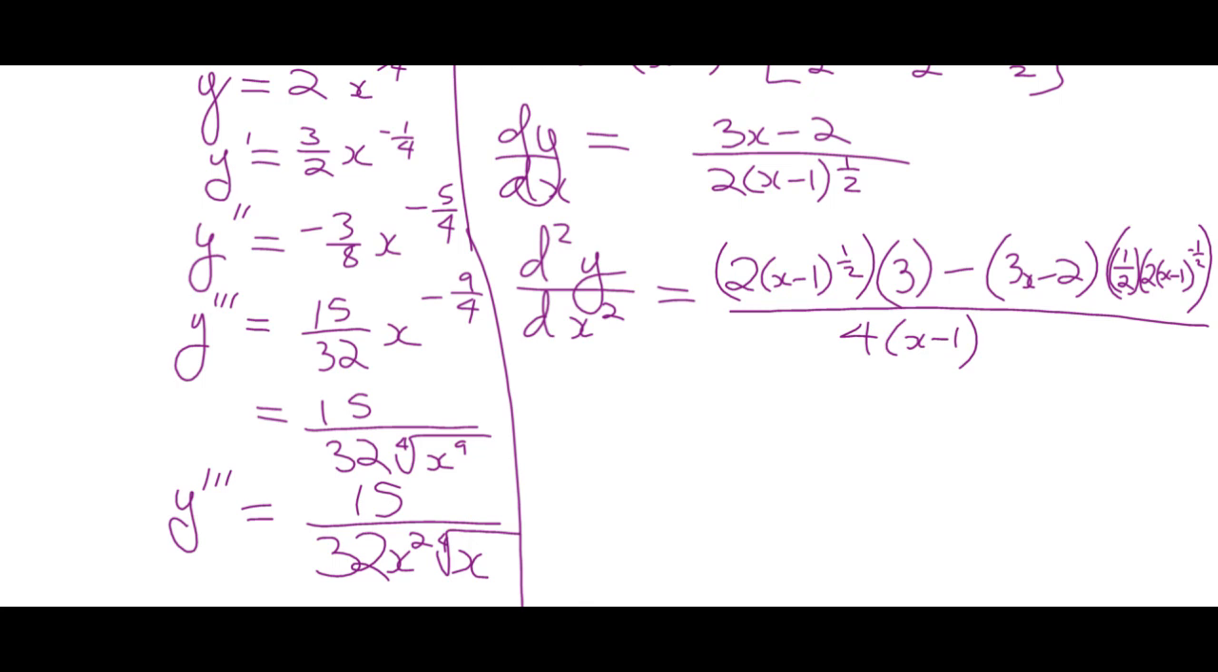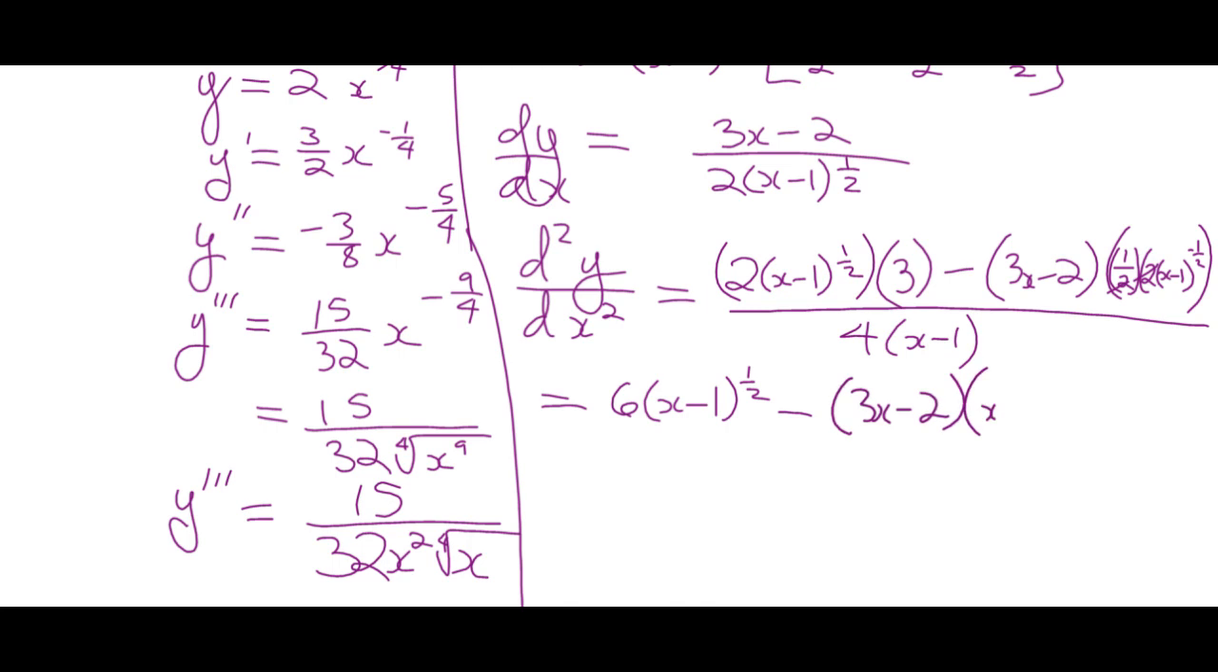So, what should we do? Let's clean up the top a little bit, I guess. So, equals, okay, so what do we got? 6 times x minus 1 to the half. So, that's this guy. Minus, okay, so the half and the 2. Right? So half times 2 is just 1.